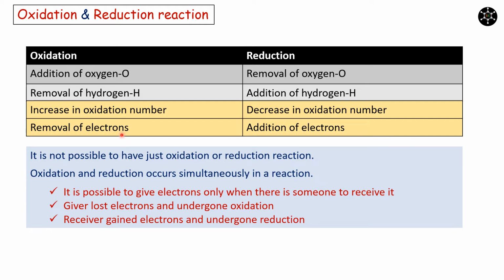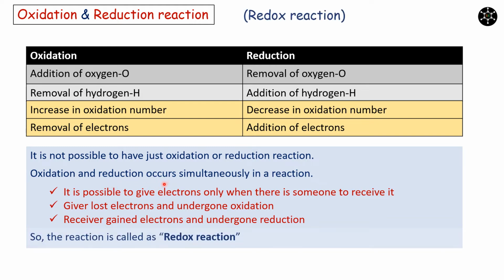We should refer to this definition. Receiver gained electrons and underwent reduction. Refer to this definition. So with these 3 points, we have understood the concept that oxidation and reduction occur simultaneously in a reaction. So it is more appropriate to call the reaction a redox reaction, where the first 3 letters refer to reduction and the last 2 letters refer to oxidation.